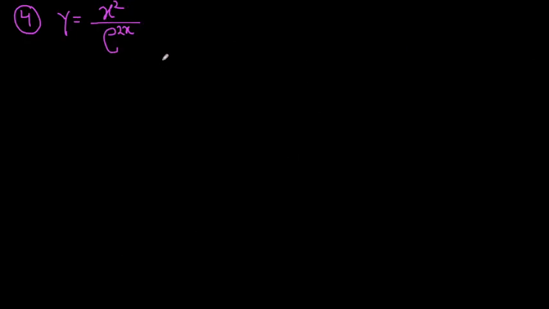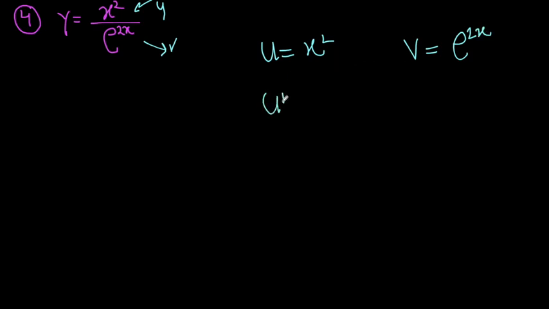Okay, so by looking at this problem, I can say that this problem will be solved by quotient rule. So quotient rule, so this will be your u and this will be your v. So u is equal to x square and v is equal to e to the power 2x. Okay, so what is u dash, which is 2x.